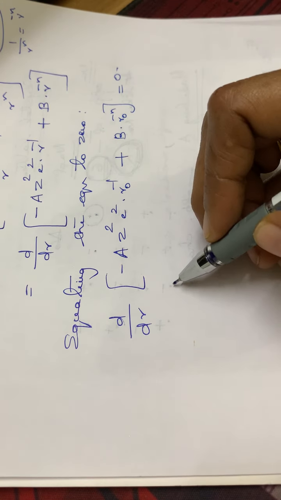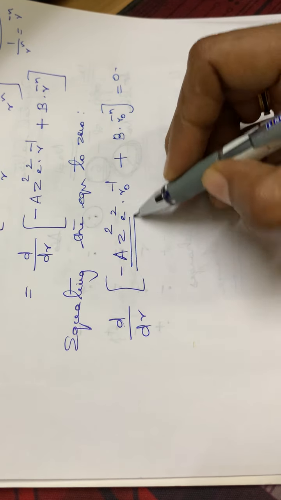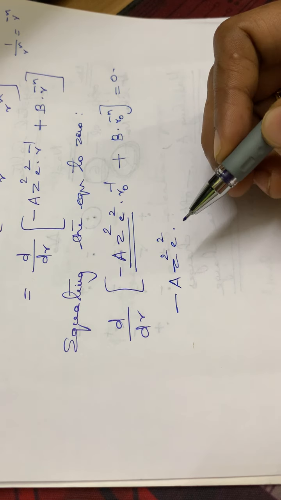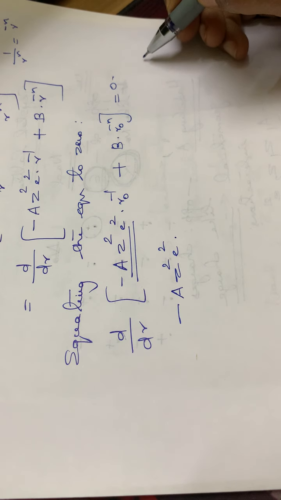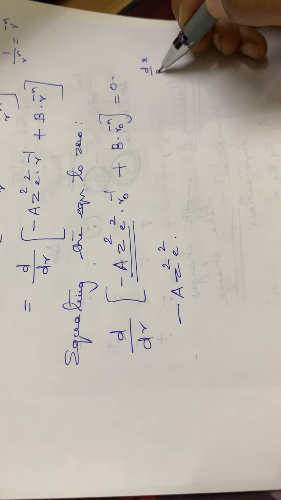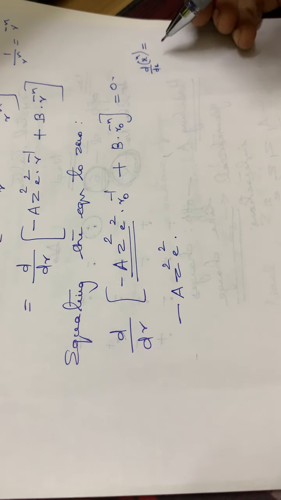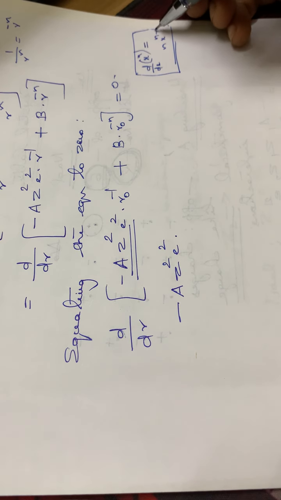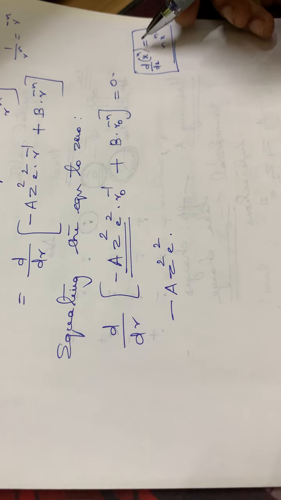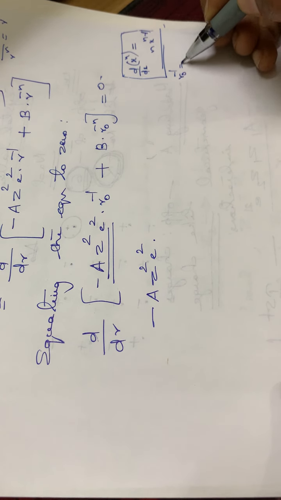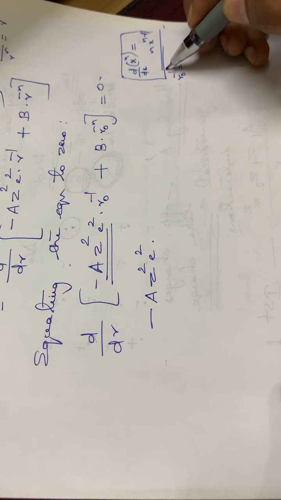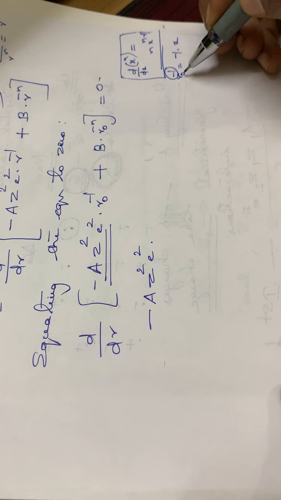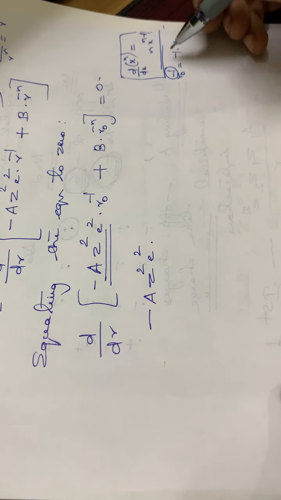Then you have to differentiate this equation. See here these are all constants, so they can be taken outside: minus A into Z square into E square into r0 raised to minus 1. See, the differential d by dx of x raised to n is n into x raised to n minus 1. That is the formula. Here you have to apply n into x raised to n minus 1. So here r0 raised to minus 1, what is n here? N is minus 1. So minus 1 into r0 raised to n minus 1, where n is minus 1.